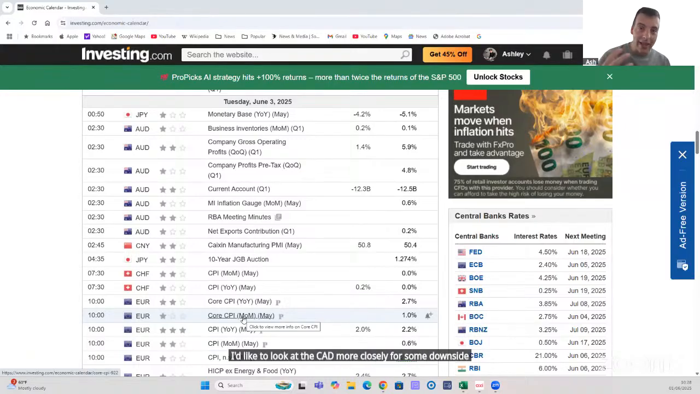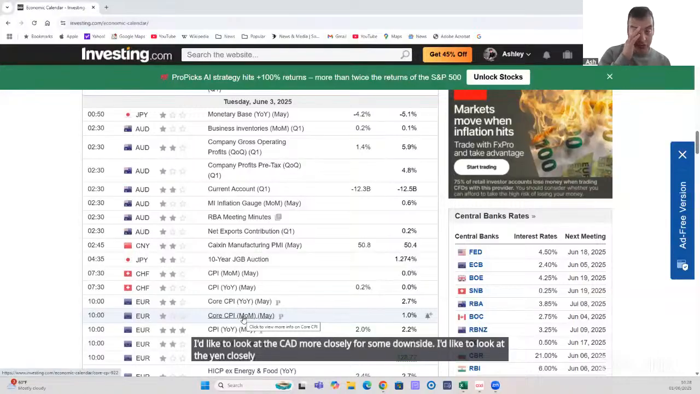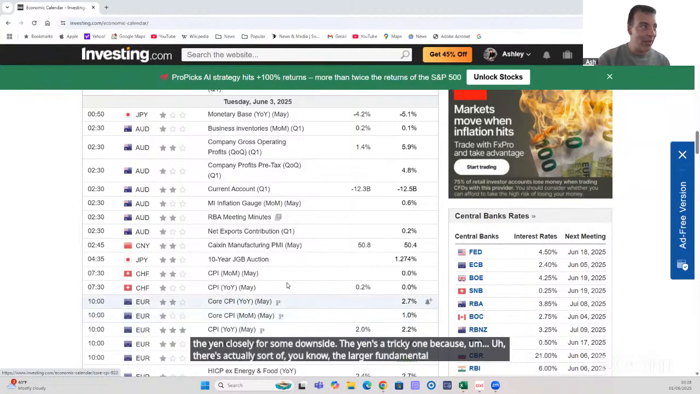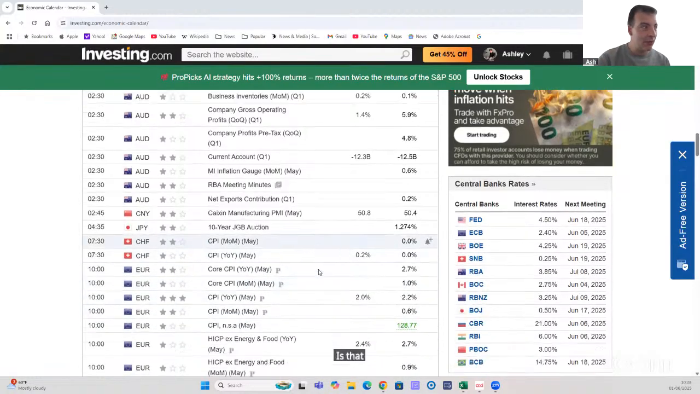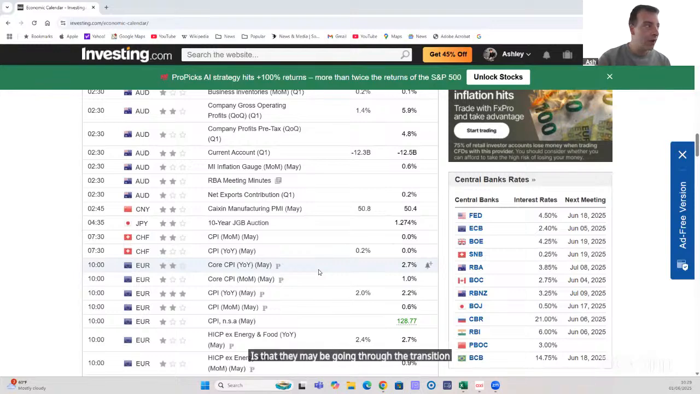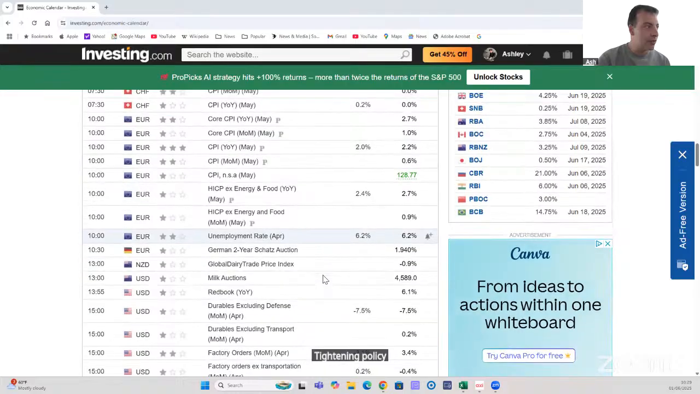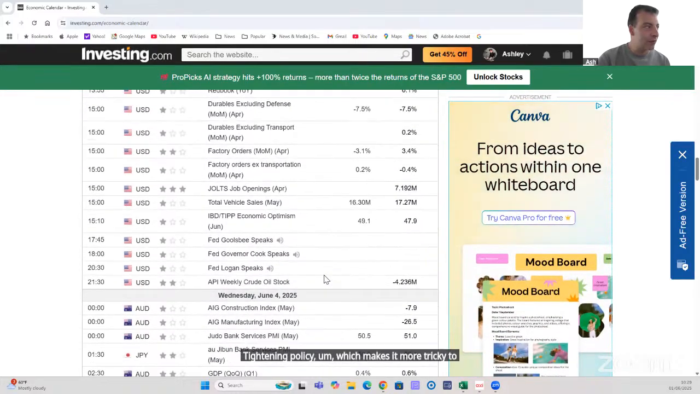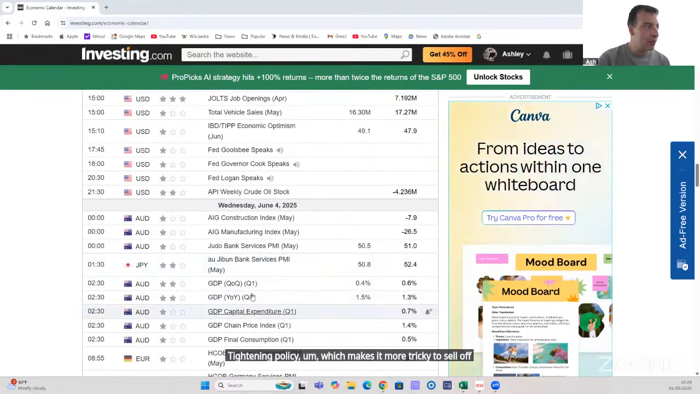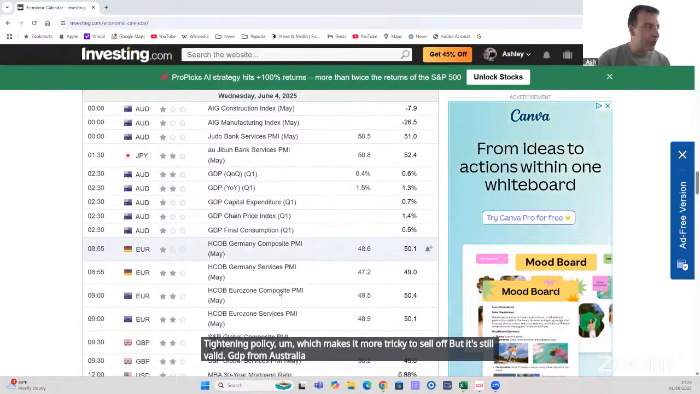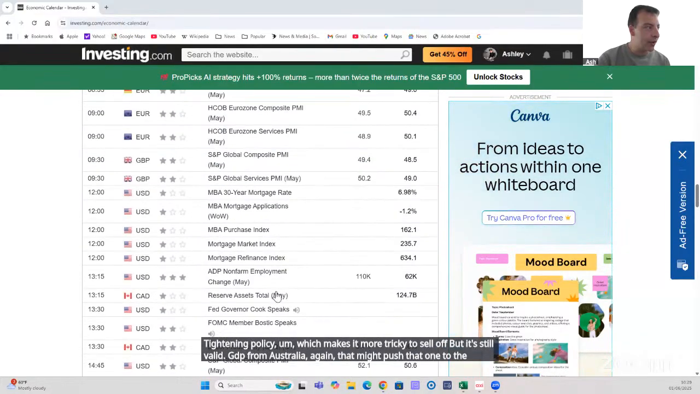I'd like to look at the yen closely for some downside. The yen's a tricky one because the larger fundamental picture from Japan is that they may be going through the transition of tightening policy, which makes it more tricky to sell off. But it's still valid. GDP from Australia again, that might push that one into the foreground.